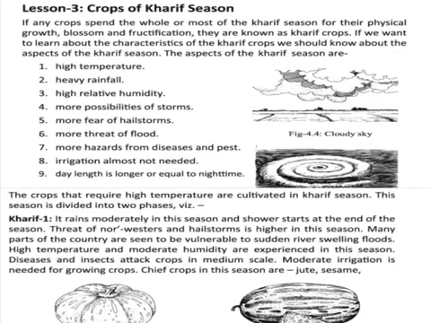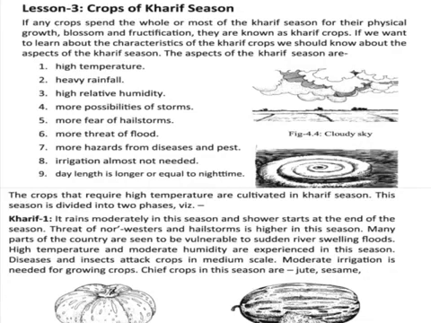The crops that require high temperature are cultivated in the Kharif season. We will see that in the Kharif season we cultivate more high temperature crops, and this season is divided into two phases. One is Kharif 1, and in Kharif 1 it rains moderately in the season, and showers start at the end of the season. Moderately means within a reasonable limit. That means in this Kharif 1 it rains within a reasonable limit, and also the rain showers start at the end of the season.